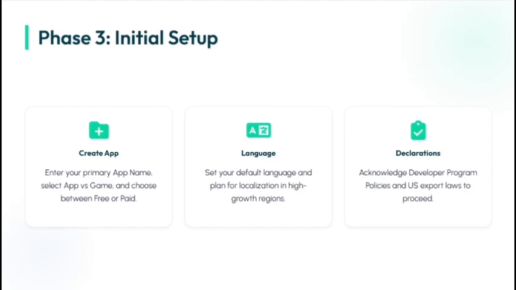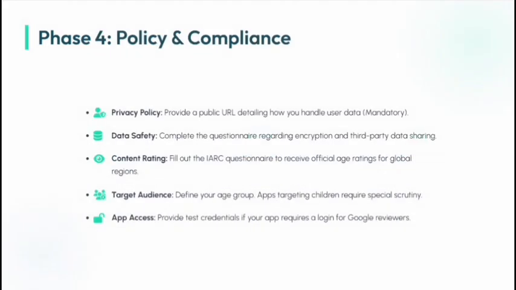Acknowledge developer program policies and US export laws to proceed. The next phase is the fourth phase, that is policy and compliance. It will have the following things, like the privacy policy. It provides a public URL detailing how you handle user data. It is a mandatory one. And next comes the data safety. Complete the questionnaire regarding encryption and third-party data sharing.